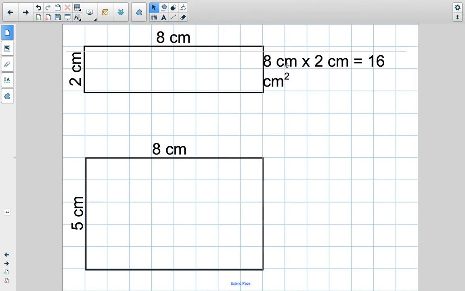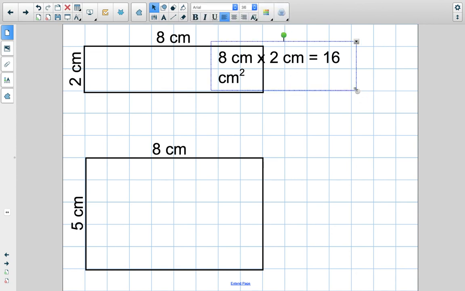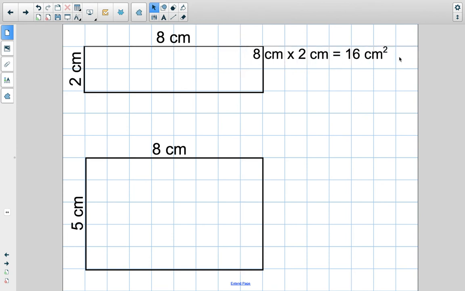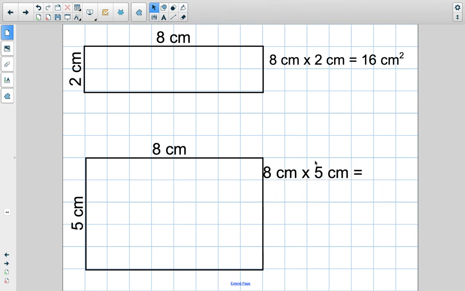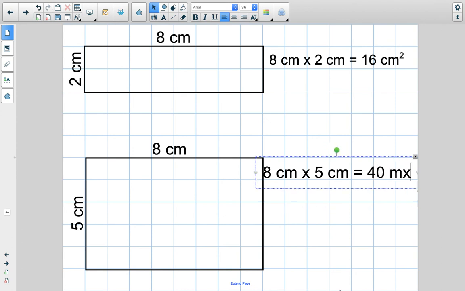I'm going to make this a bit smaller so I can fit it all on the screen. All right, so there's my answer, 8 centimeters. And I've got it twice, so I've multiplied it by 2, equals 16 centimeters squared. So this is the same deal. I've got 8 centimeters. I'm going to multiply it by my 5 centimeters, which equals, and you might know this, you can also do a halving and doubling strategy. Double this to 10, half this to 4. So you know that that is 40 centimeters.